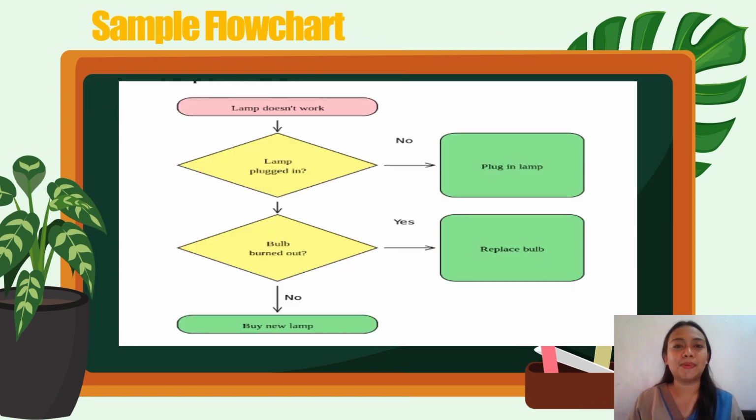This is an example flowchart. So, look at it closely. So, yan yung halimbawa ng ating sample flowchart.